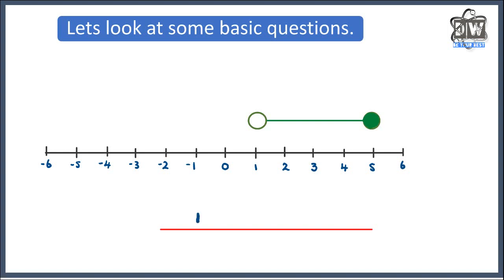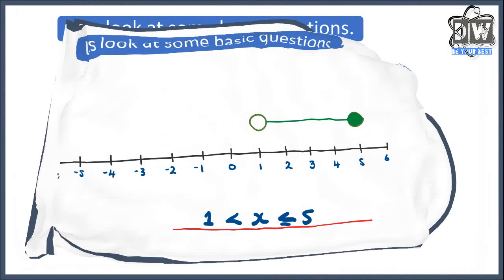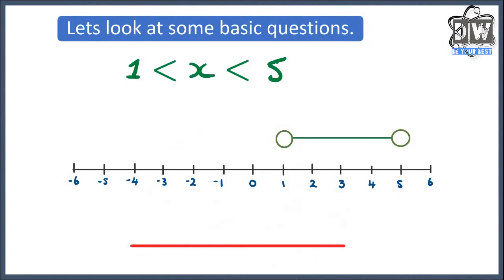Okay, so we know we've got 1. We know we've got x in the middle. Remember, x is somewhere along this line. And we know we've got 5. There we go. But what do we do with the symbols? We know that x is greater than 1. So the first symbol goes that way. But we know that x is less than 5, but it's going to be equal to. And there we go. Now we're looking at our values.